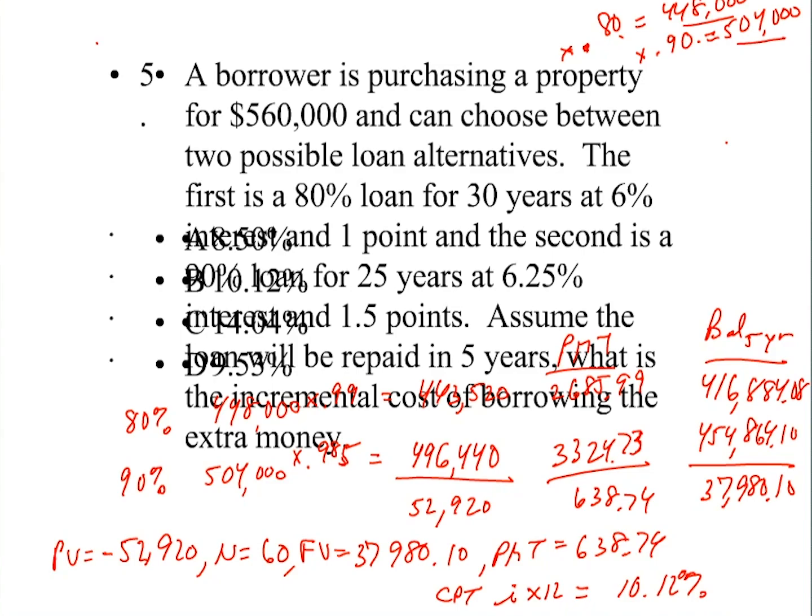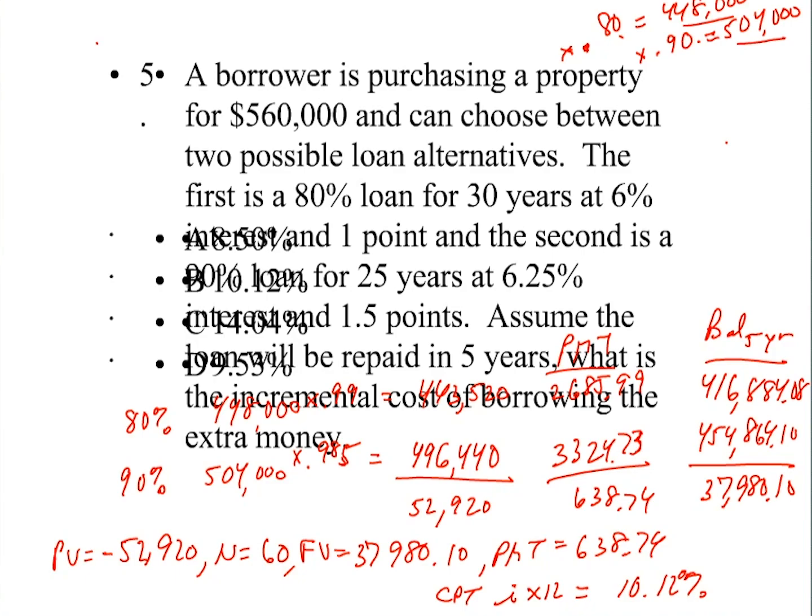And then finally, since we are paying this off in 5 years, we need to find the balance of each of these loans after 5 years. So for the 80% loan, we know we have a payment of $2,685.99, and we would be receiving 25 more years of that payment at 6%, the future value of 0. So we compute that present value and we get $416,884.08.